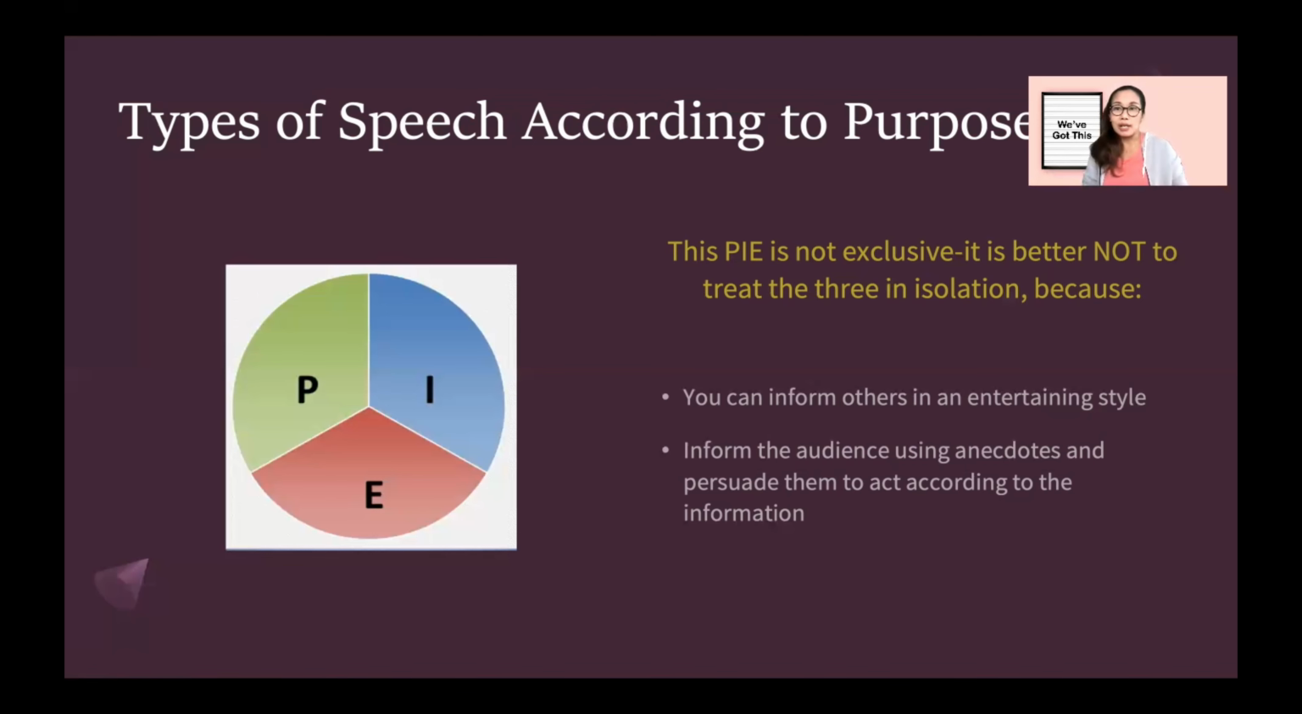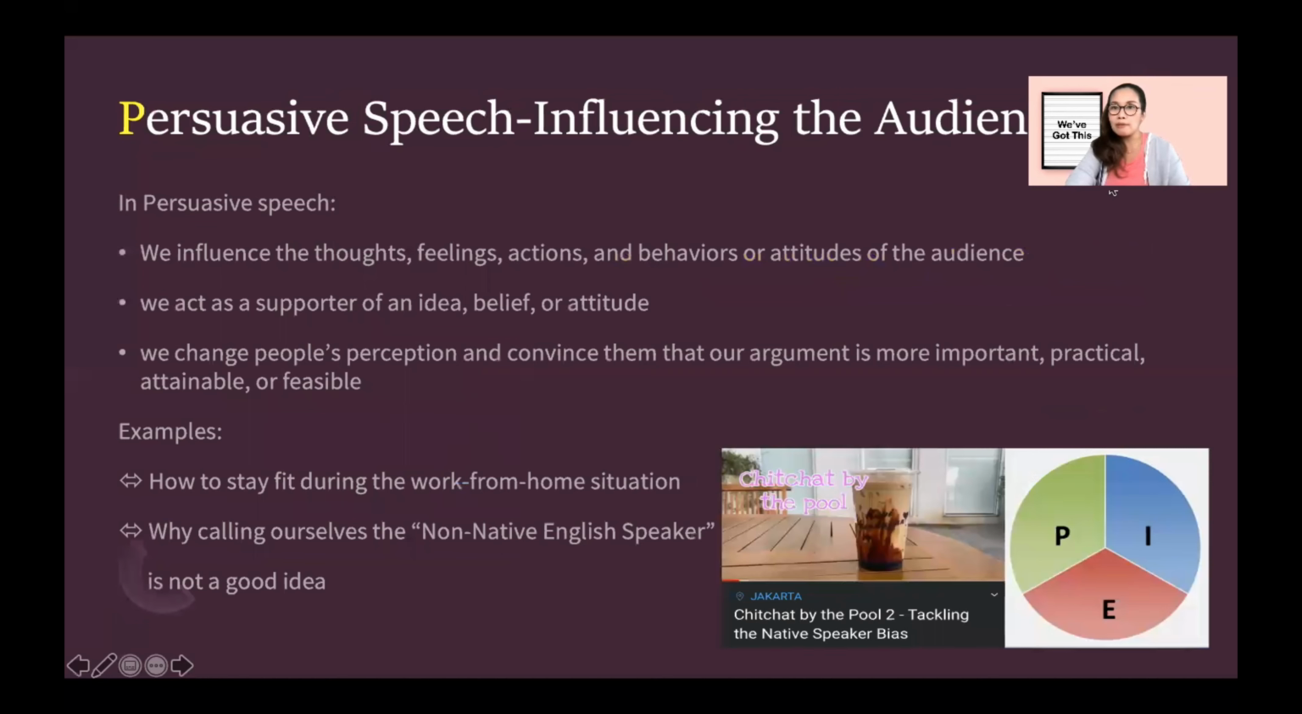So, by sharing something funny, by sharing joys or something that will make the audience happy, right? Another speaker is going to inform the audience using something funny and entertaining, and at the same time, persuading the audience to do something according to the information given. So you can always find a combination of these three types of speeches. All right, further discussion on this one by one.